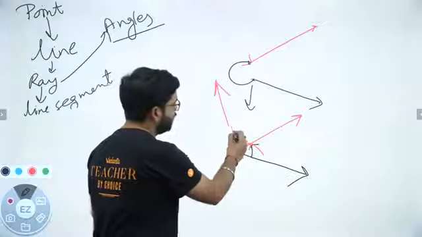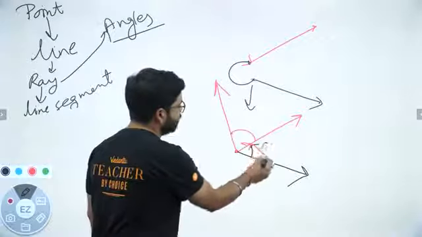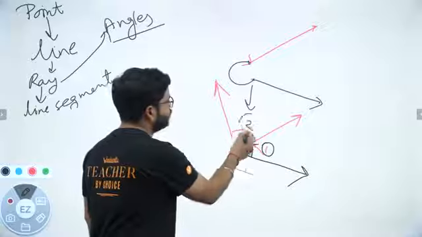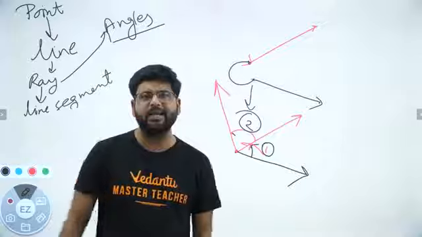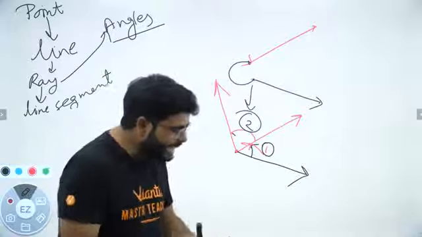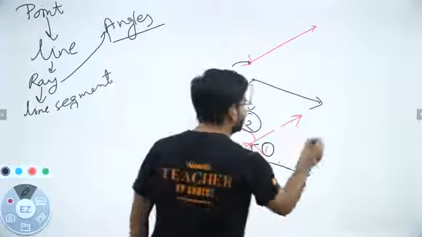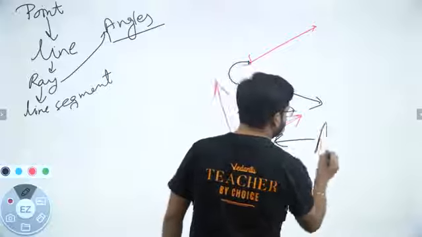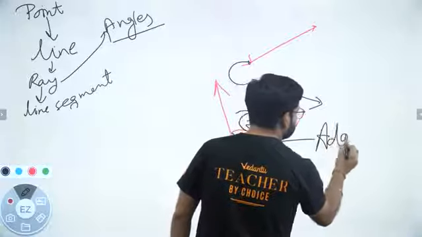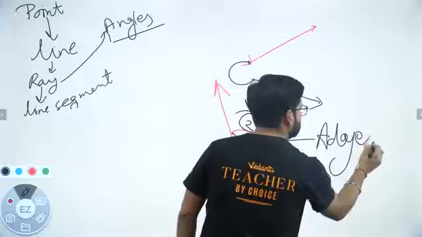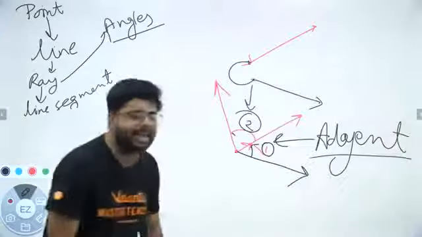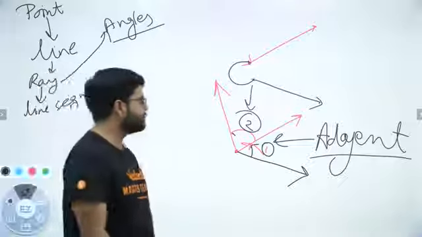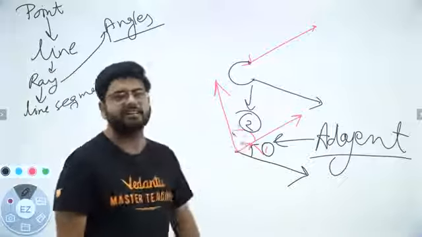तो क्या हुआ? अभी if I am just talking about this angle 1 and this angle 2, I have joined one more ray, right? So I have got two angles. दोनों पड़ोसी पड़ोसी हैं, right? So they are called what? They are called the adjacent angles. Try to understand the definition, okay? क्योंकि एक दूसरे के adjacent है, ठीक है? They are lying exactly adjacent to each other, right? So they are called the adjacent angles.